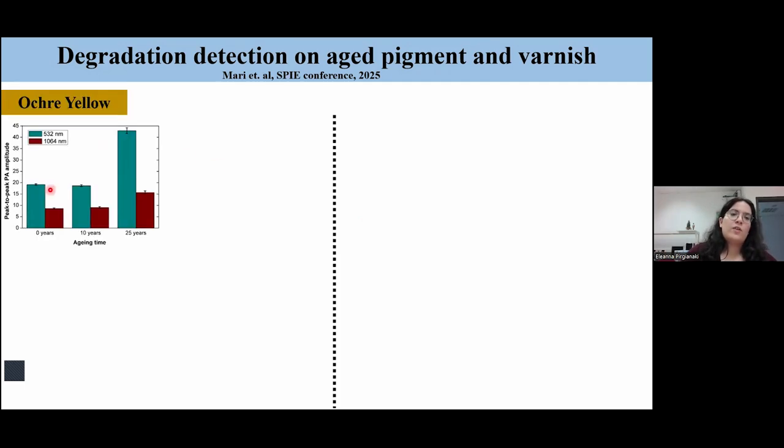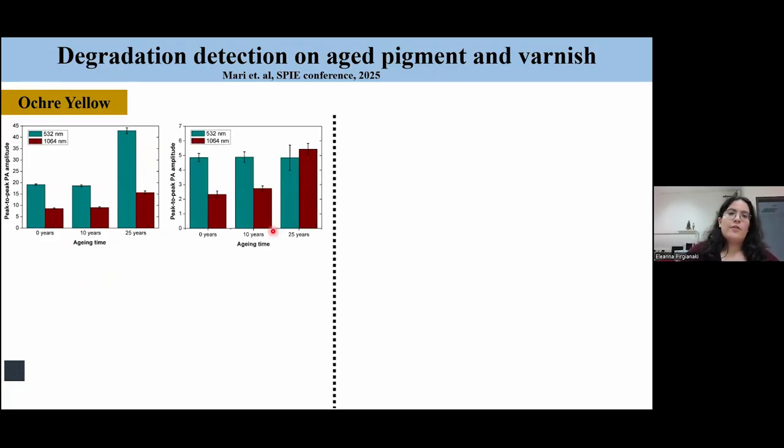So the first graph is for the uncoated region. As you can see, especially after 25 years of aging, the signals increase at both wavelengths, but more strongly in the visible range, which is 532 nanometers, perhaps showing a degradation in the pigment.